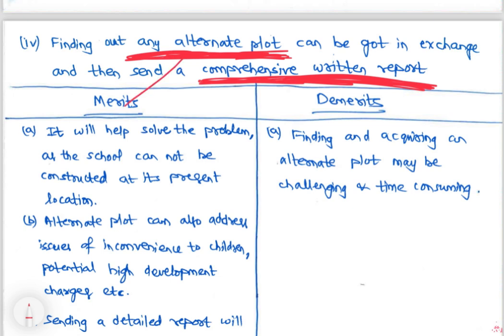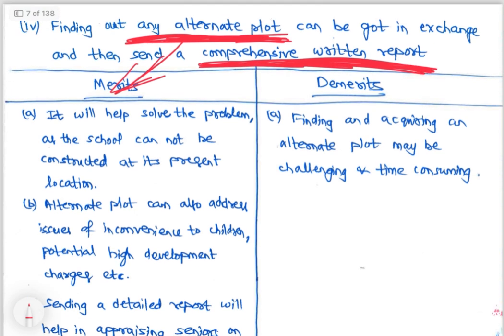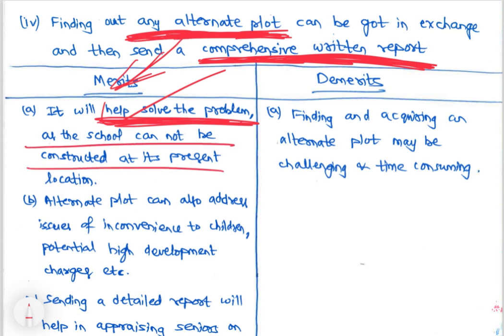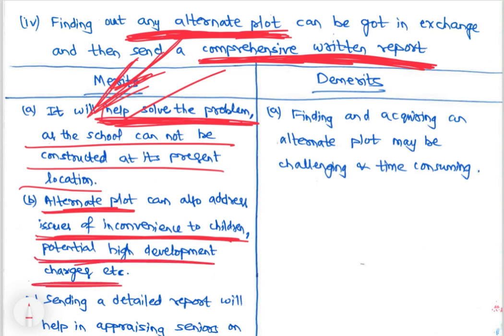The merits are, okay, it will help solve the problem as the school cannot be constructed at its present location, right? Present location में construct नहीं करता, so it will help solve the problem. Then an alternate plot can also address issues of inconvenience to children, potential high development charges, etc. Right?